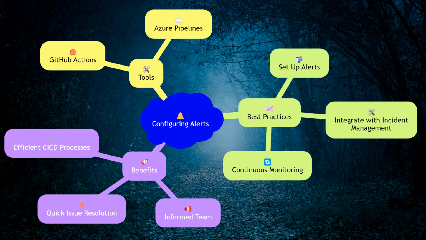Configuring alerts for events in GitHub Actions and Azure pipelines is a critical component of an effective instrumentation strategy. By setting up alerts, you can ensure that your team stays informed about the status of your CI/CD processes and can quickly address any issues. Follow best practices for alert configuration, integrate with incident management tools, and continuously monitor and improve your alerting strategy. By doing so, you can maintain a reliable and efficient software delivery process.